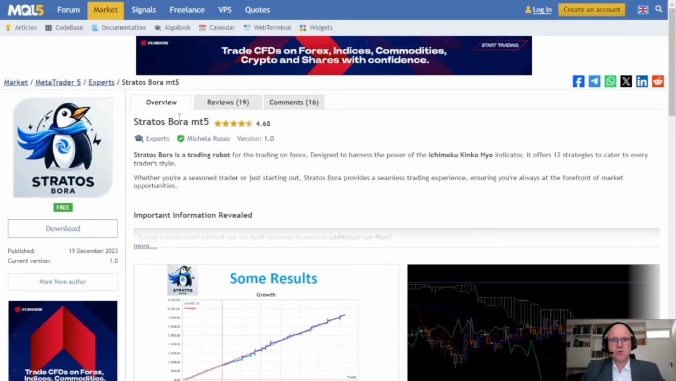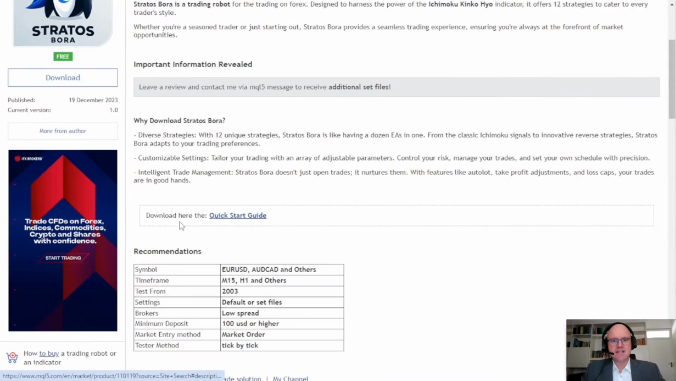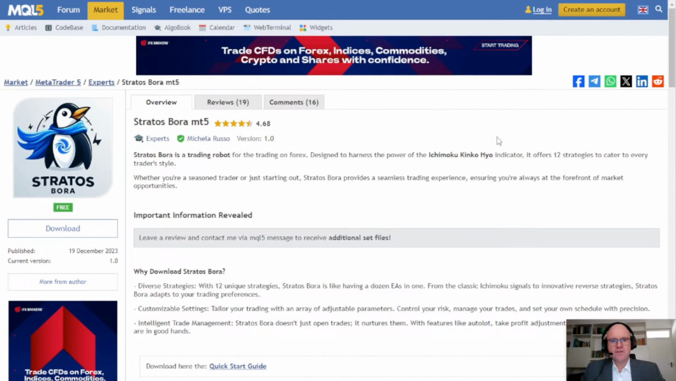Now, the Stratus Bora is a trading robot designed for Forex. However, with the right adjustments, it can be used on any asset class. It's designed to harness the power of the Ichimoku cloud, which is an indicator that is used to identify support and resistance, momentum, and also used for trend analysis. So, what the author did is he offers 12 different strategies using this one Ichimoku cloud indicator.